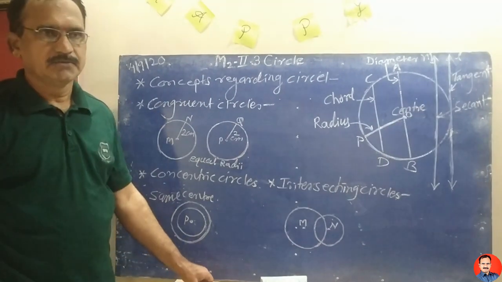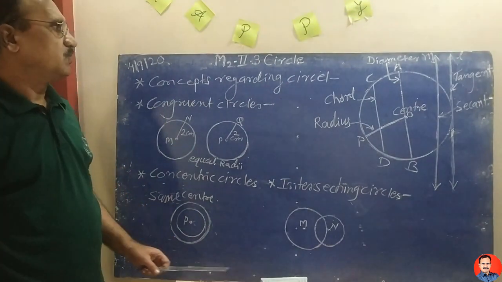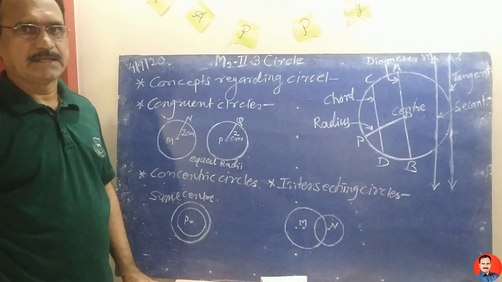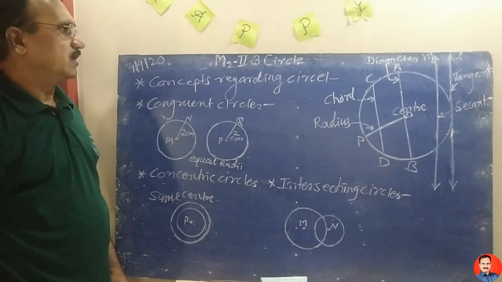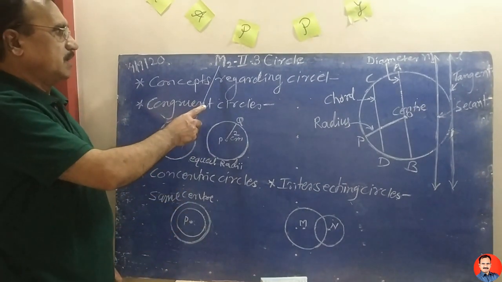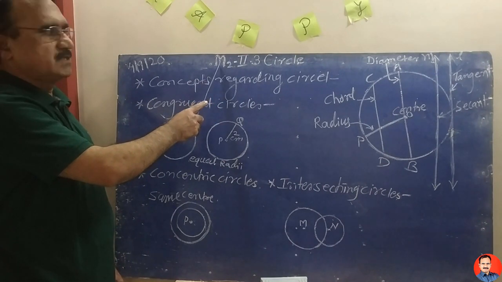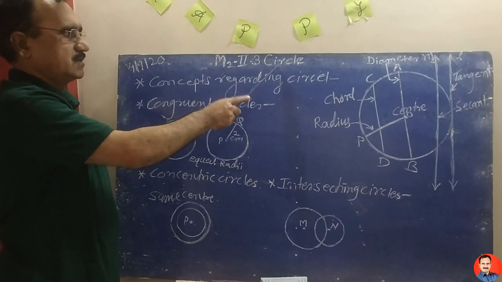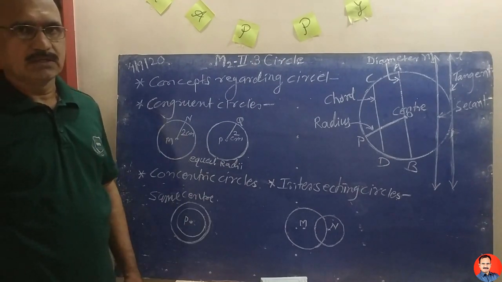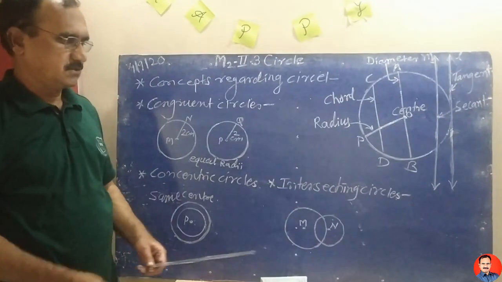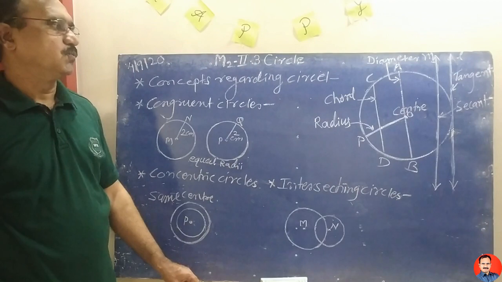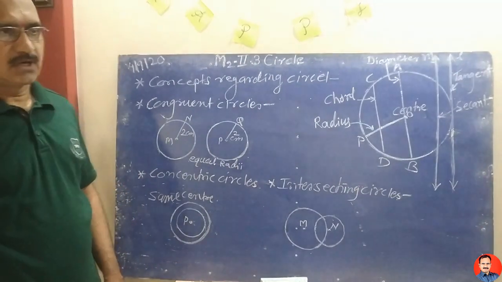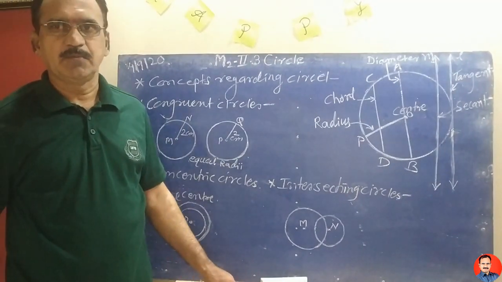In the previous period, we already saw chapter number 2, Pythagoras theorem, and now today we are going to see M22, means maths part 2, chapter number 3, circle. You know the concept of circle in previous standards, and you know the definition of circle also. Can you tell me the definition of circle?